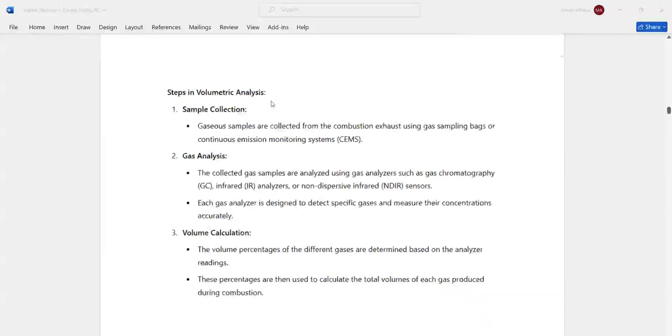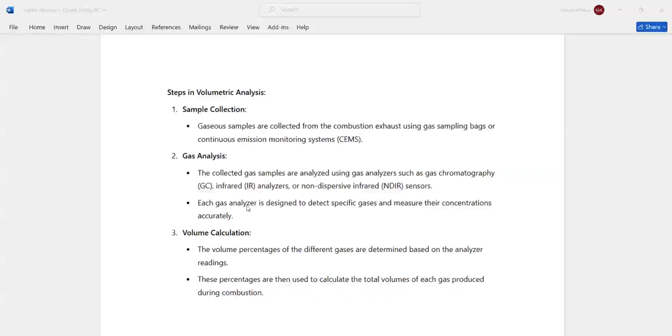The steps in volumetric analysis, obviously you do need to collect the sample, you do the gas analysis by using gas analyzers such as gas chromatography, infrared analyzers, or non-dispersive infrared sensors, and then be able to analyze the samples that have been collected. Each gas analyzer is designed to detect specific gases and measure their concentrations accurately.